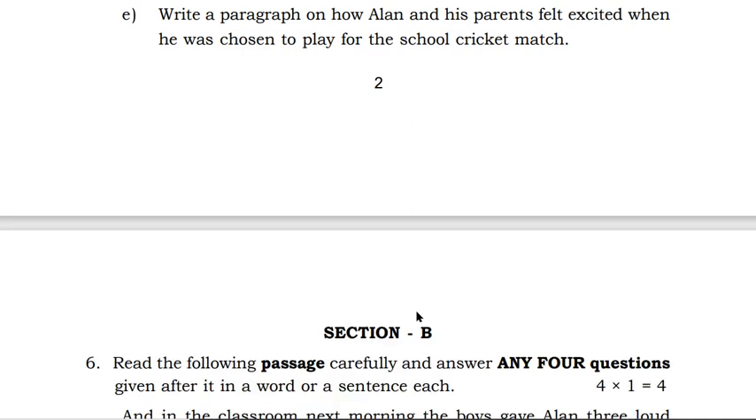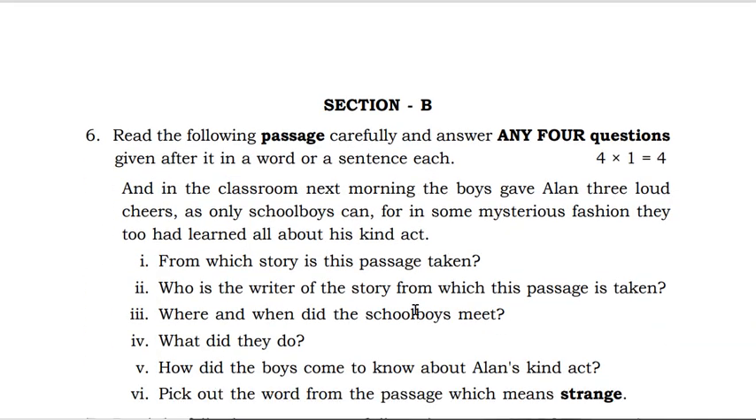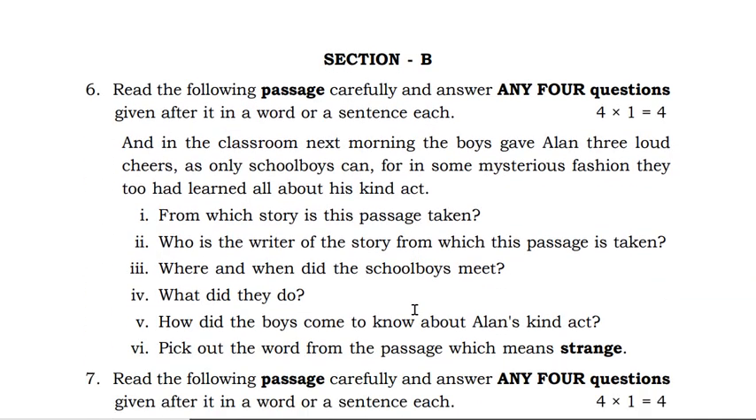Next we go for section B. As I said for you, section B contains seen and unseen paragraphs. So the sixth question is there. The sixth question says, read the following passage and write any four of the questions. After this paragraph, they give you six questions, but you have to write any four of them. That's enough. Each question gives you 1 mark, so in total you get 4 marks.